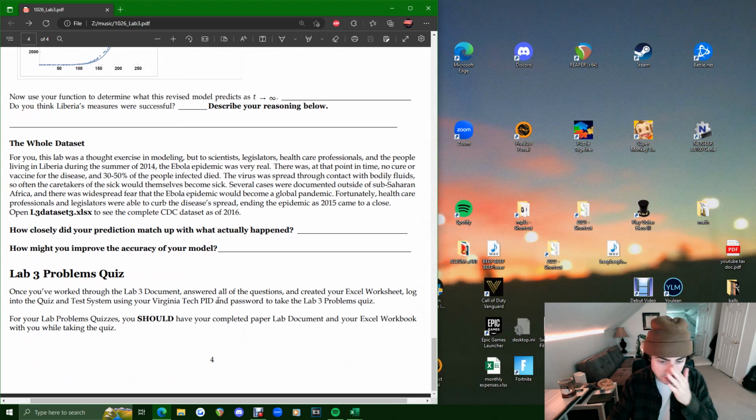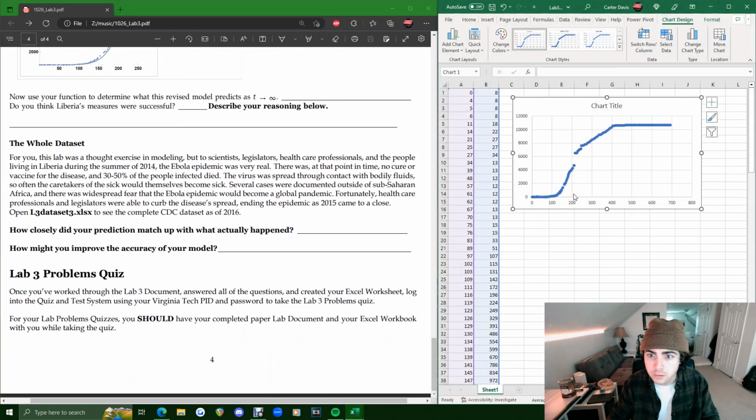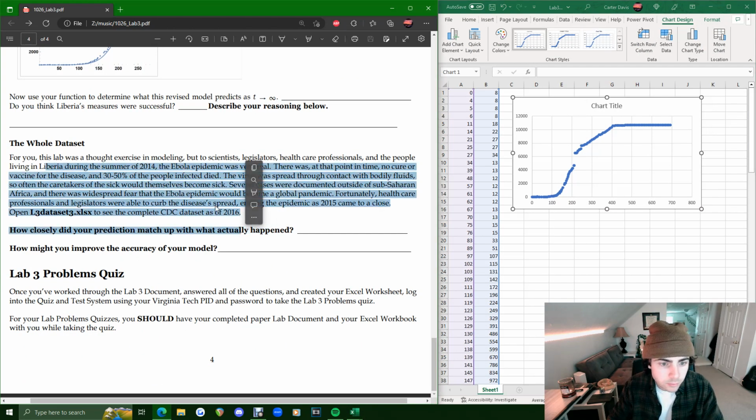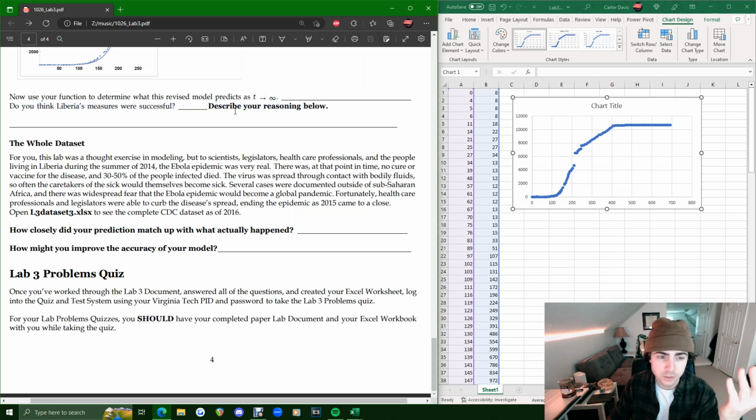I don't know. Kind of weird questions in this lab. I don't know what's going on, but we're going to go to data set 3 here. And they give us just this brief little blurb. The Ebola epidemic was very real, and many people died. Fortunately, they were able to curb the disease's spread, ending the epidemic as 2015 came to a close. They say open lab data set 3 to see the complete data set. How closely did your prediction match up with what actually happened? I think they're talking about the prediction of 8,000, or maybe the prediction of whether their measures were successful.